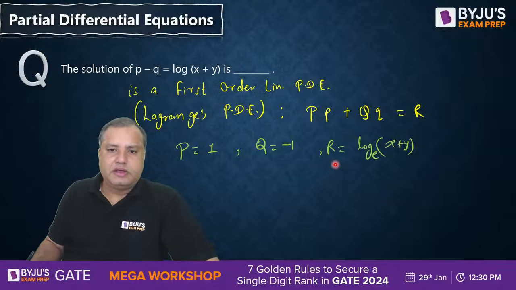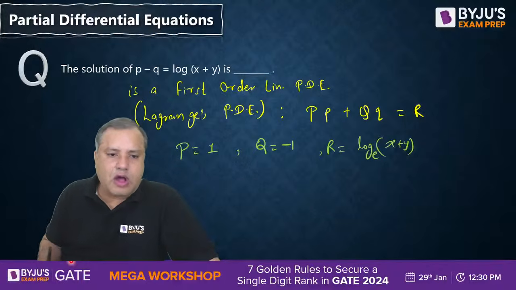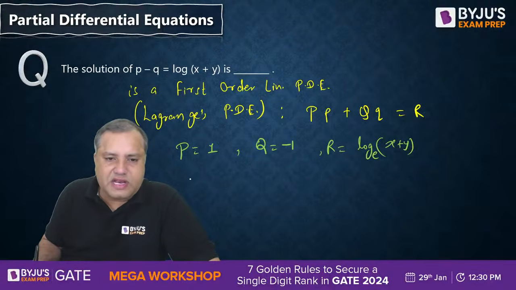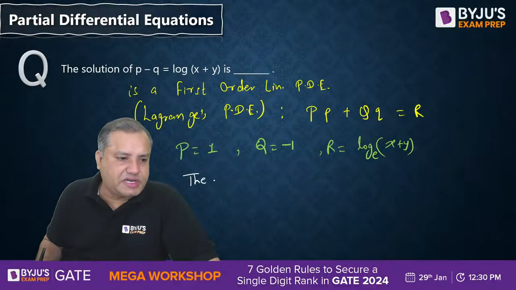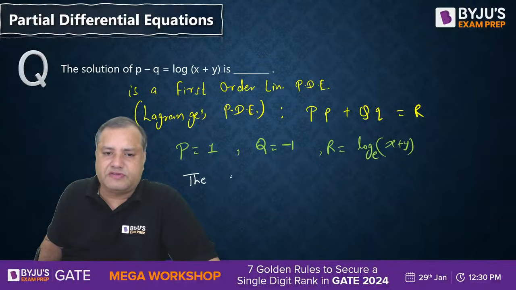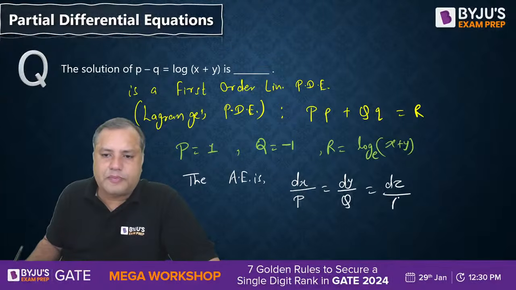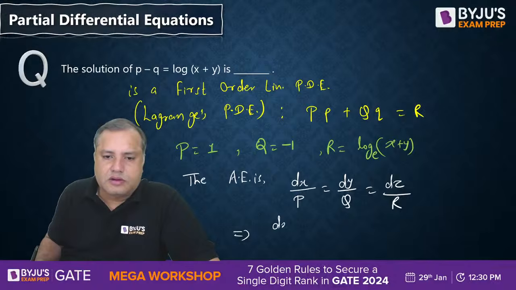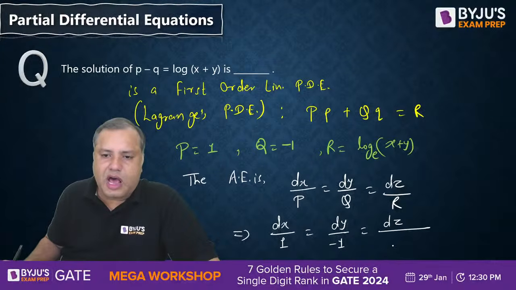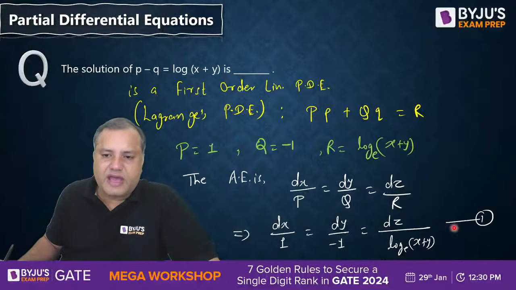Comfortable till this point? Now after this we will be writing the auxiliary equation. Auxiliary equation is also known by the name subsidiary equation, one and the same thing. So the auxiliary equation, what is the format? dx upon P, dy upon Q and dz upon R. P is 1, Q is -1, dz upon R is log(x plus y). So this is my equation number 1.